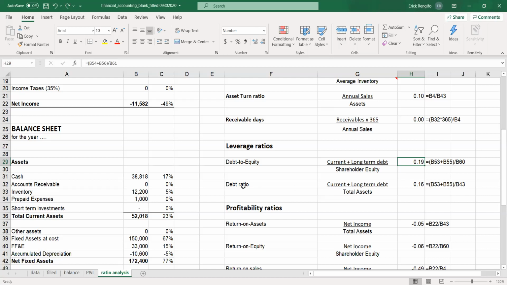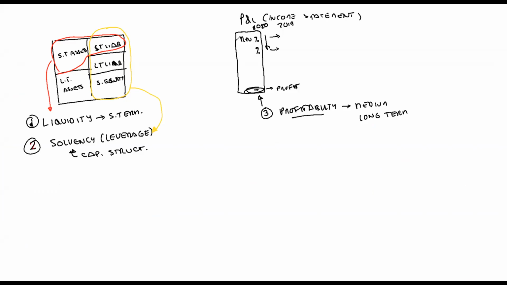Got it. And another one is also famous, and this one relates both sides of the equation. The first one was the yellow one, short term plus long term divided by equity, and the other one, guys, is also yellow. How do I do this? It's going to be this part here.